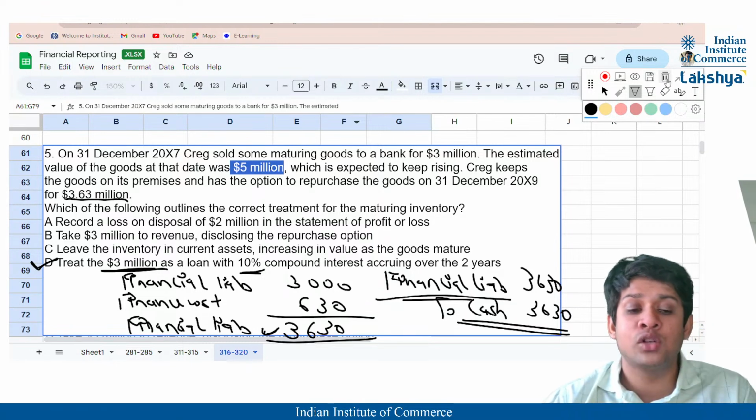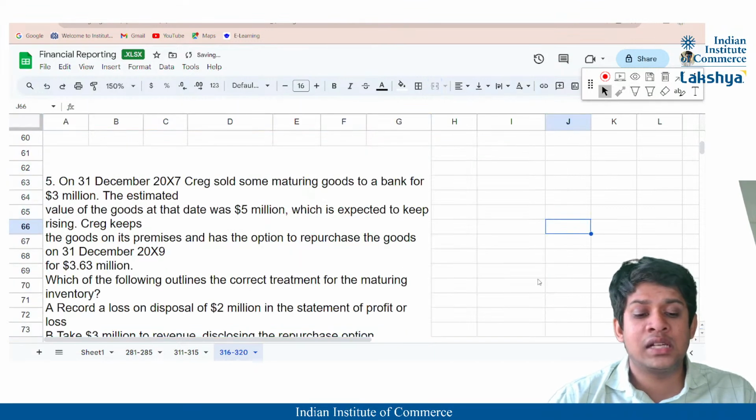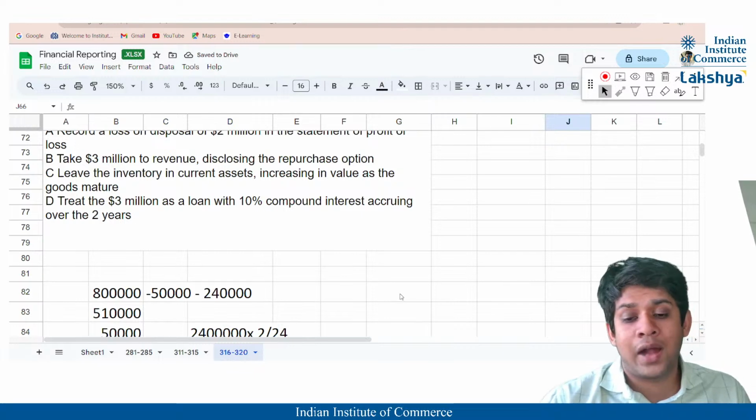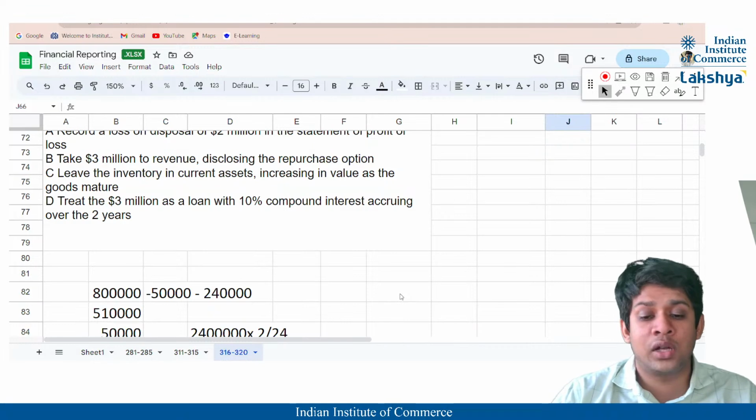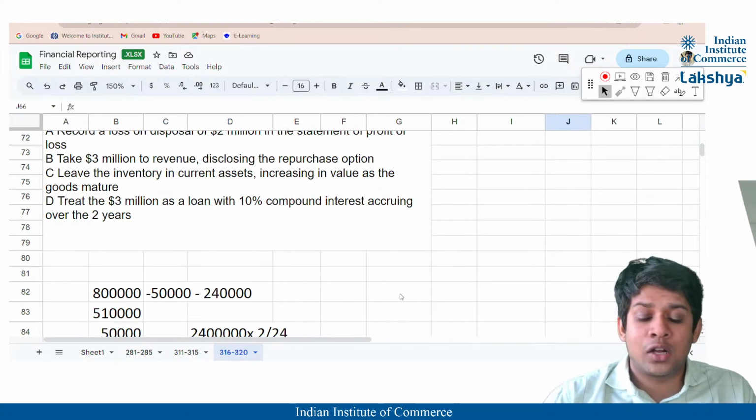If in case there are any doubts, you can directly ask me in the comment section. With this, we are done with our section B questions. I hope section B questions were not difficult to handle. You just have to go through the scenario once and understand what could be the accounting for it. The questions asked will not be that difficult or complex.